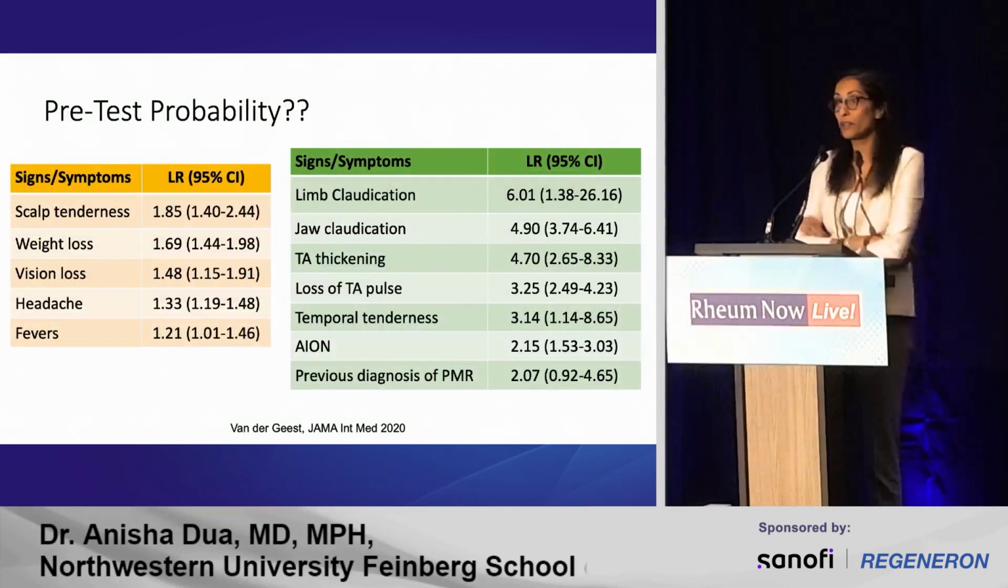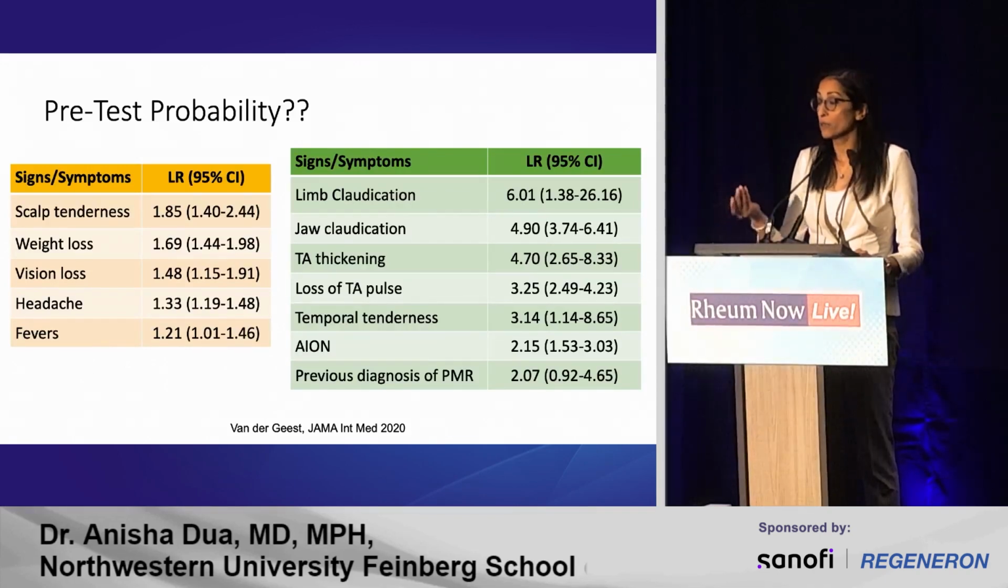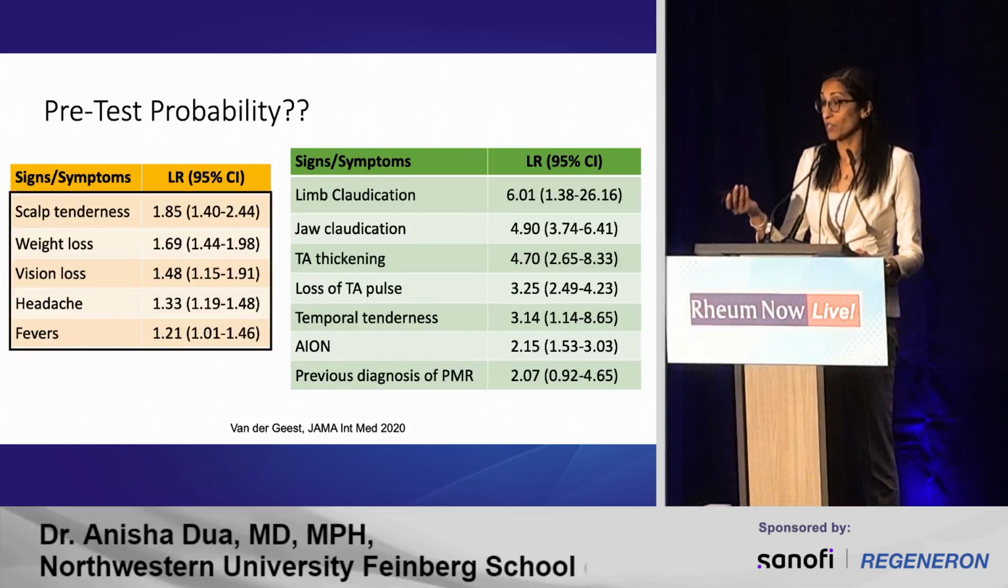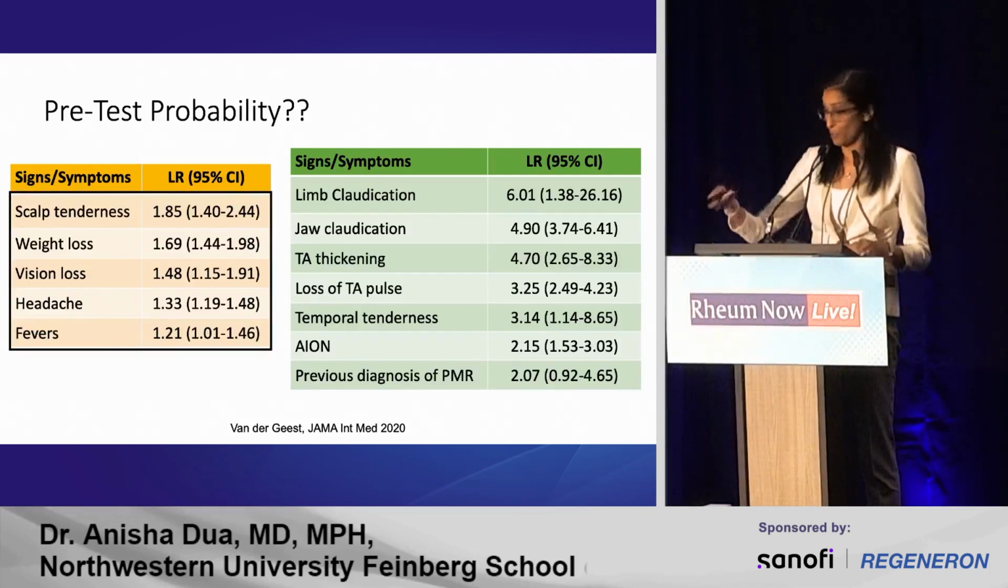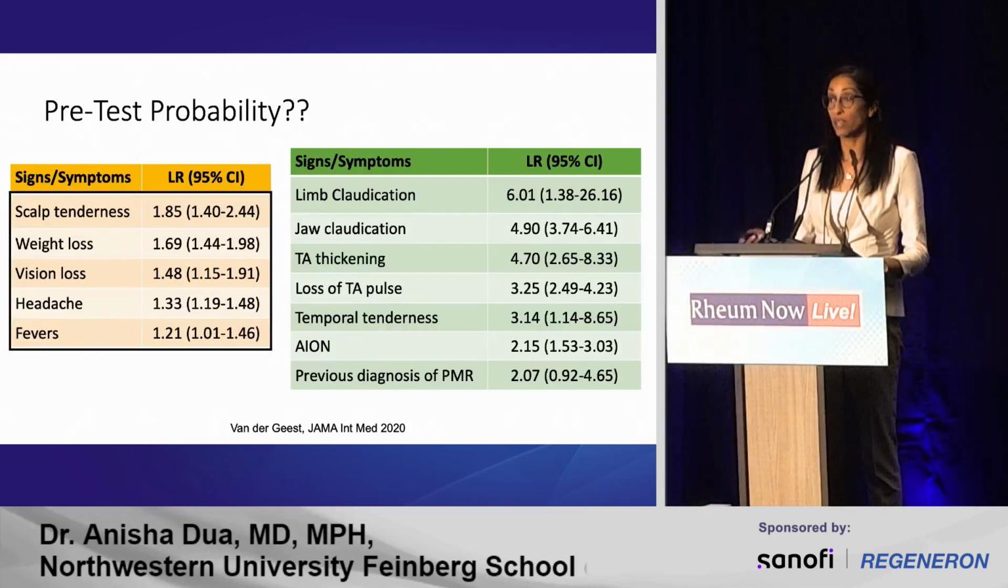So, when I ask fellows or colleagues what are the things you think about when you're thinking about GCA, of course, the first things that come to mind are headaches, vision loss, right? Scalp tenderness. These are the things we ask about right at the beginning of our encounter with the patient. But this was a meta-analysis looking at over 14,000 patients, and these categories in the yellow boxes basically didn't meet the likelihood ratio cutoff of 2. So this doesn't mean that they aren't part of GCA. They are. So scalp tenderness, weight loss, vision loss, headache, fevers. These are all things you will see in your GCA patients, but they don't actually increase the likelihood of the diagnosis as much as some of the things on the right here.